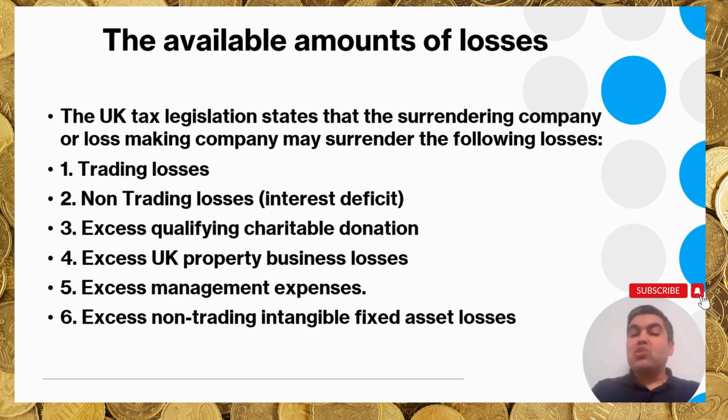Number 2 is non-trading losses, for example, interest deficit. Number 3 is excess qualifying charitable donation that can be transferred between group companies. Number 4 is excess UK property business losses, excess management expenses. Number 5. Number 6 is excess non-trading intangible fixed asset losses.